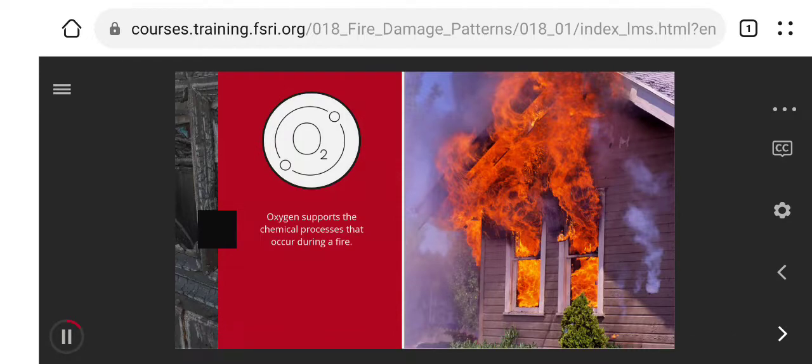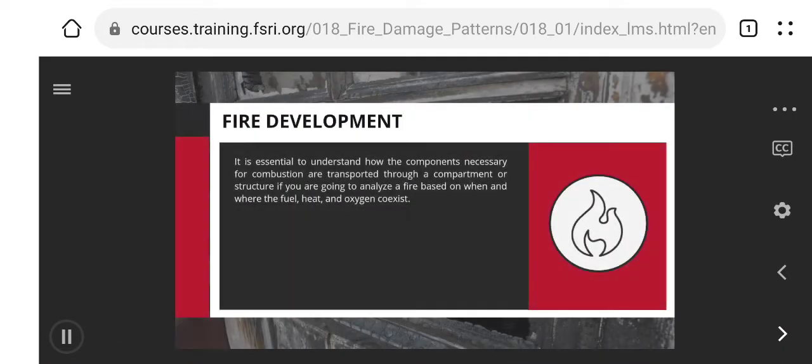Oxygen supports the chemical processes that occur during a fire. As previously noted, when fuel burns, it reacts with oxygen from the surrounding air, releasing heat and generating combustion products. It is essential to understand how the components necessary for combustion are transported through a compartment or a structure if you're going to analyze a fire based on when and where the fuel, heat, and oxygen coexist.